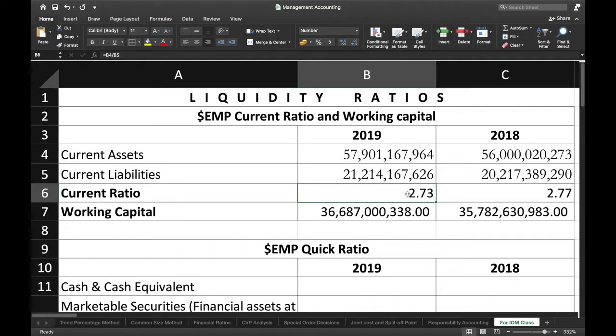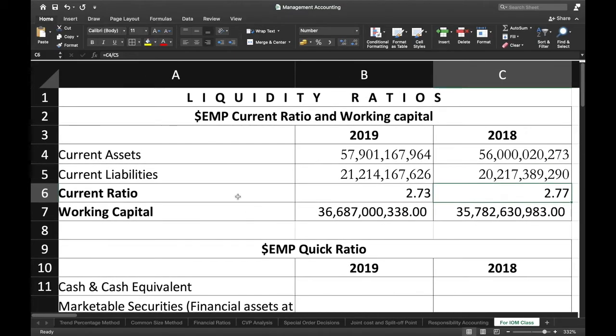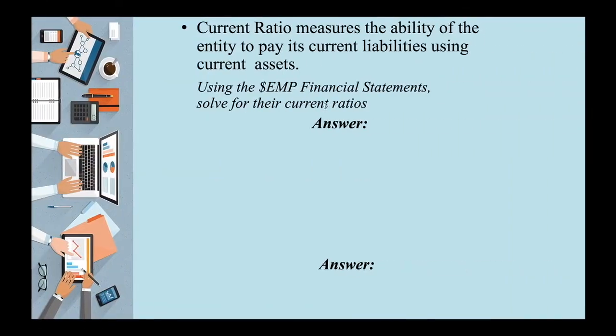Hindi capable for that. Okay, and sa 2018, if you can see, ang naging current ratio natin is 2.77. So mas mataas, ibig sabihin, bumaba pala ang current ratio nila from previous year 2018 to this year 2019. But still higher than 1 ito, so kaya pa rin nilang makapagbayad ng current liabilities nila. So that is what the current ratio means.